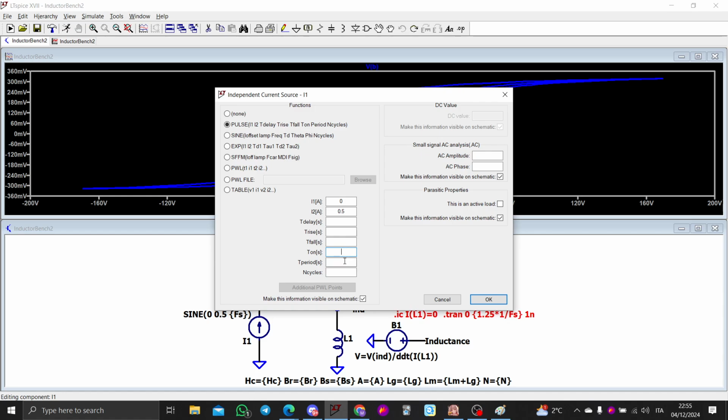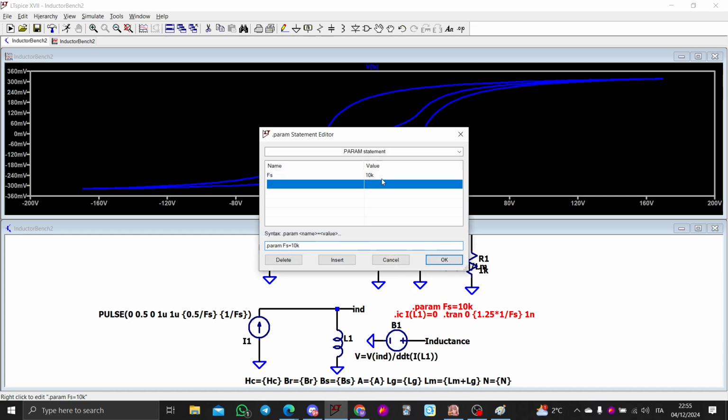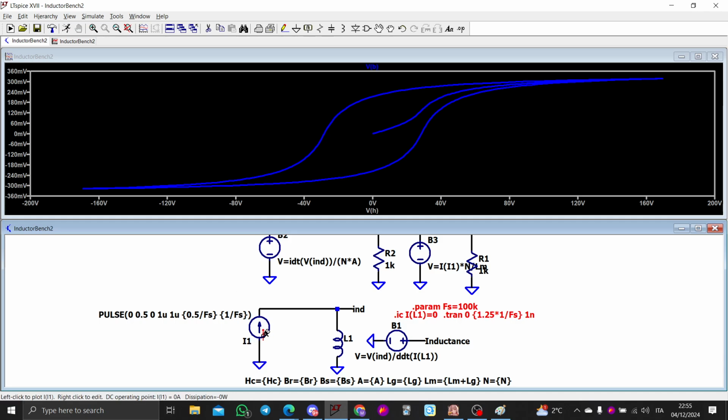The T period is 1 over Fs, and the T on, let's just say, is 0.5 over Fs. Rise and fall of 1 micro, something like this. And the switching frequency, let's just say 100 kilohertz. So you have a square wave, like any other that you can find on the DC-DC converter.